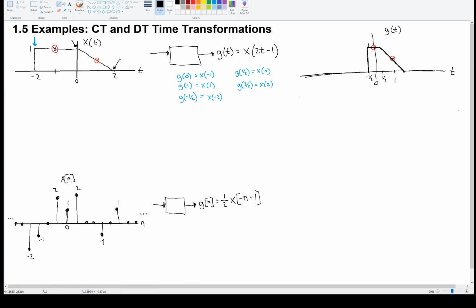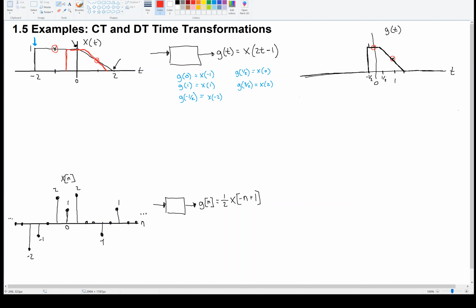Here on the right, this is my g of t. This is my transformed signal. I'm going to overlay that on the original plot. So let me do that. So this would be 1/2, kind of right here. It goes like this, and it goes straight to about 1/2 there, and then it kind of comes down like this. Okay, and so this is the new plot.